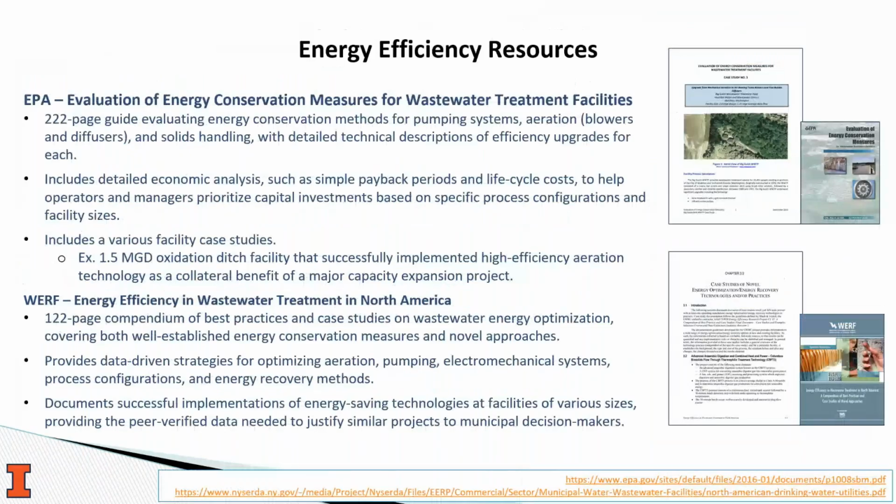EPA also has published a comprehensive guide on evaluating energy conservation measures at wastewater treatment systems. This is a much longer, comprehensive 222-page guide, but it provides detailed technical analysis of various energy saving opportunities, and it gives operators a clear idea of how each measure works, when it's the most cost effective, as well as process diagrams to help you understand some of those technical details, why implementing these energy conservation measures would have an impact on certain processes. It just gives you a good general idea of how those measures will work.